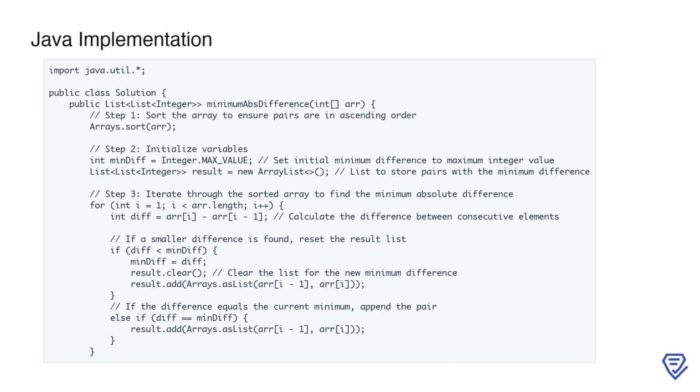For each pair of consecutive elements, we calculate their difference and store it in the variable diff. If this newly calculated difference is smaller than min_diff, we update min_diff to this new value, clear the result list, and add the current pair to the list. This ensures that only pairs with the smallest difference are stored. If the difference equals the current min_diff, we simply add the current pair to the result list without clearing it, as it matches the smallest difference found so far.